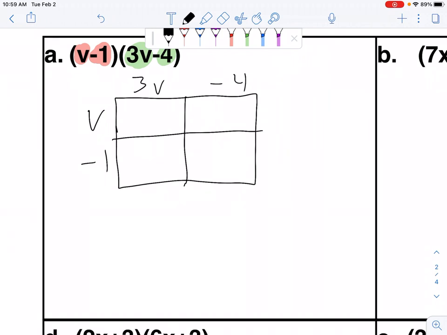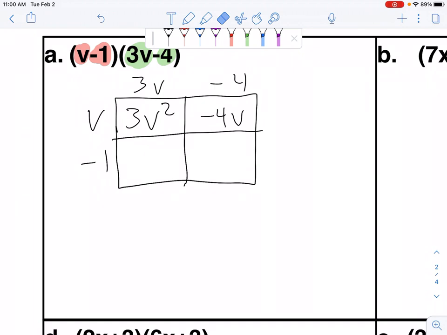And the way that happens is we're going to take v times 3v. We multiply our base numbers, so 1 times 3 is 3, and v times v will make v to the second power. I'm going to do the same thing now with v times -4. So -4 times v is -4v. And that's what we're working with.